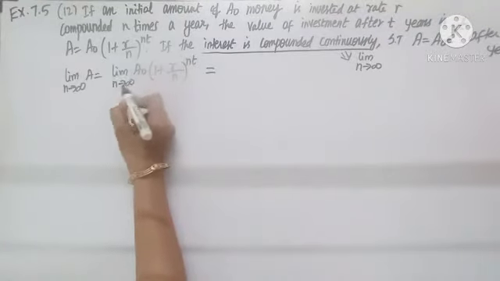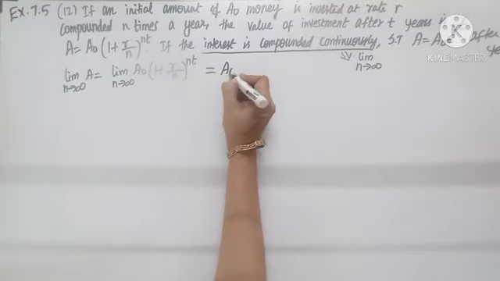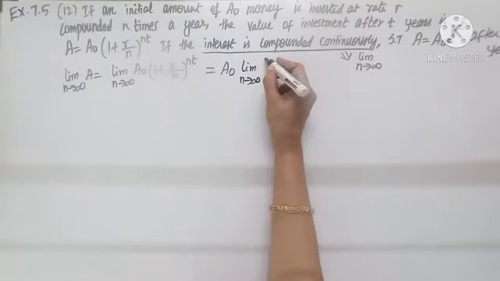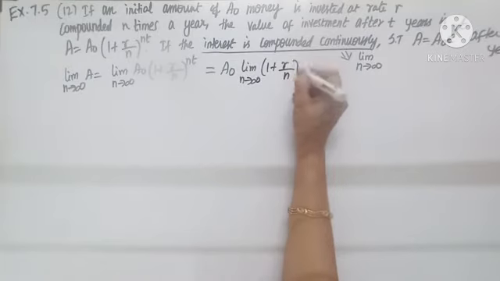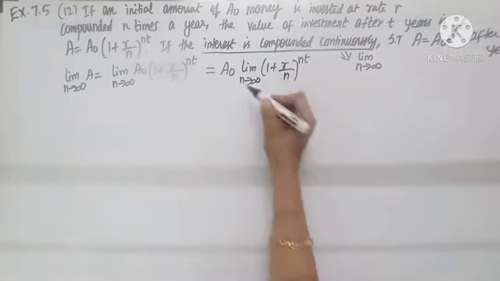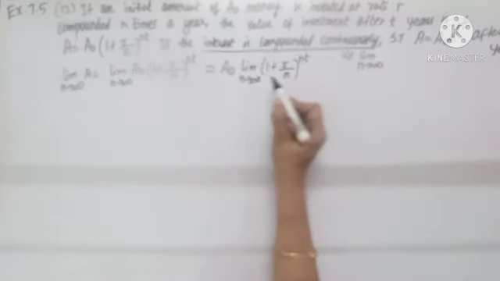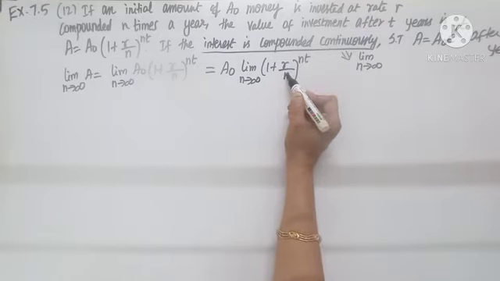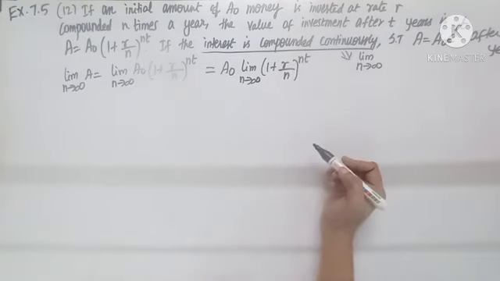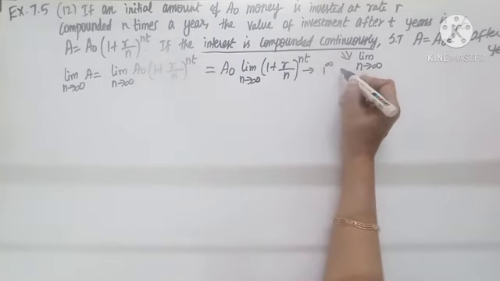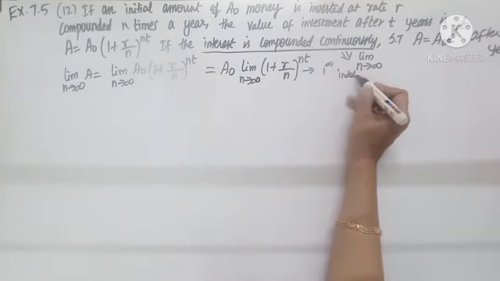A naught is not affected by the limit. Keep A naught out. Limit n tends to infinity, 1 plus r by n the whole power nt. So our problem is done if we find out this answer. When I put n is infinity, r by infinity will become 0. 1 plus 0 is 1. 1 power infinity will come. So this reduces to 1 power infinity, that is indeterminate.